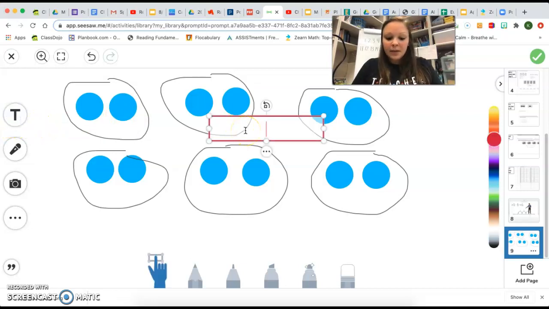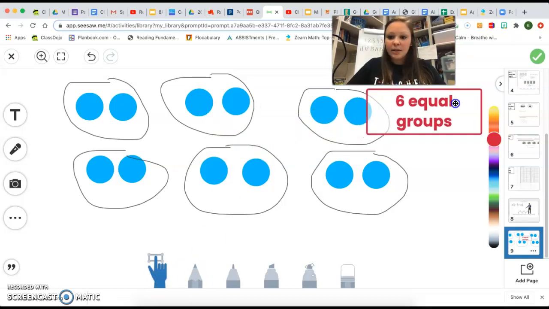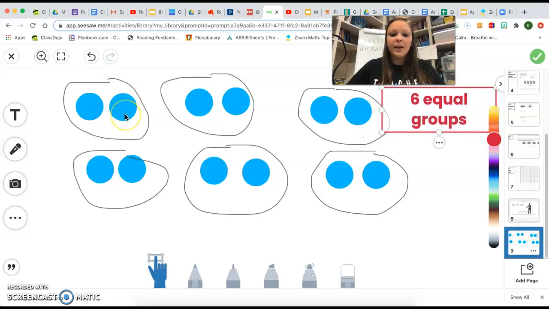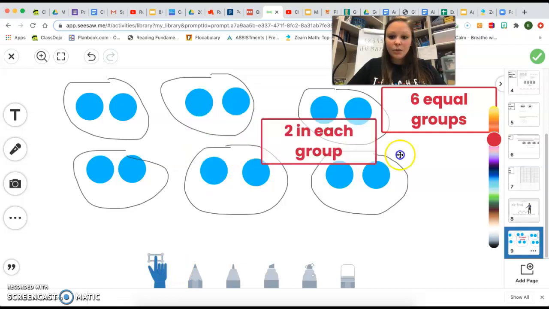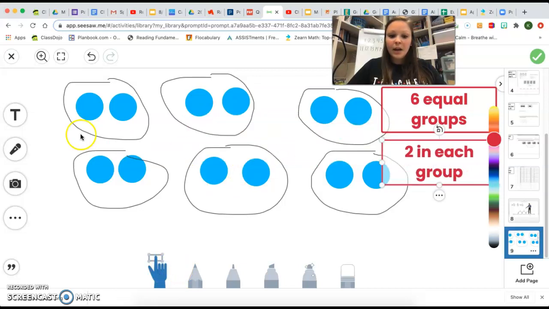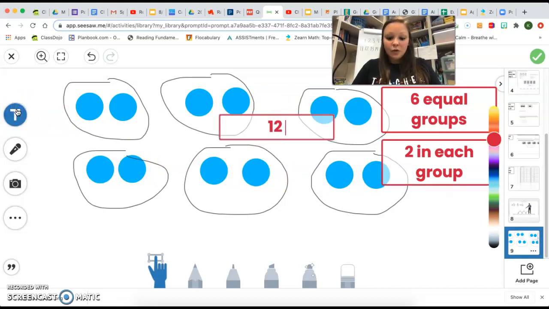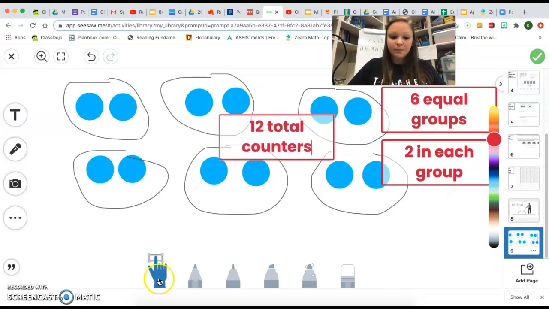So let's type that. 6 equal groups. That's one thing we know about our counters, is that we have 6 equal groups. What's another thing I know about these counters? I know that there are 2 in each group. So I know that I have 6 equal groups and 2 in each group. I also know that I can figure out how many counters I have by group counting by 2s. Let's do that. 2, 4, 6, 8, 10, 12. I know that I have 12 total counters.